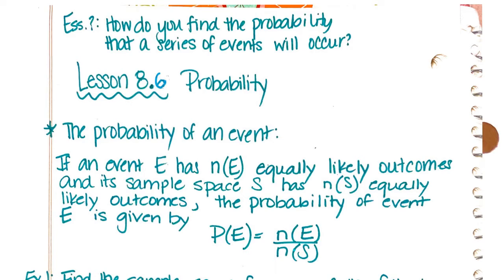All right, we're moving into lesson 8.6. We're talking about probability. And our essential question is, how do you find the probability that a series of events will occur? Well, in order to do that, we need to know that the probability of an event is equal to n of E, the number of ways an event could actually happen, over its sample space. So we need to know what a sample space is and all that good stuff. So we're going to talk about that right now.